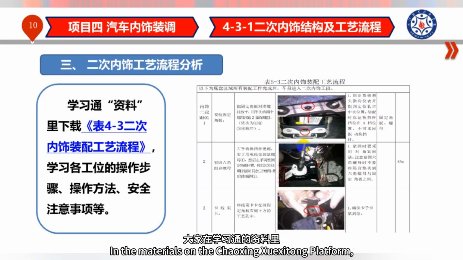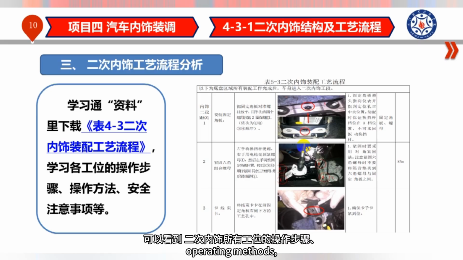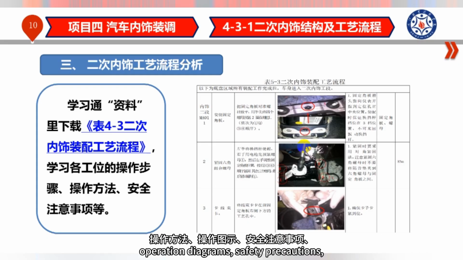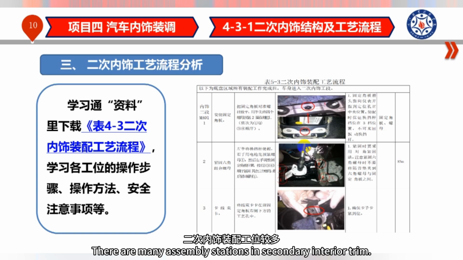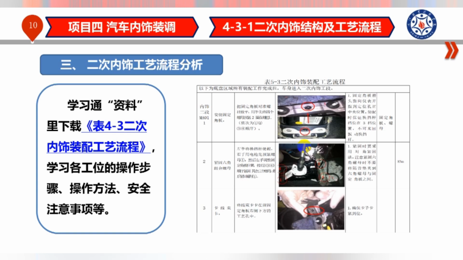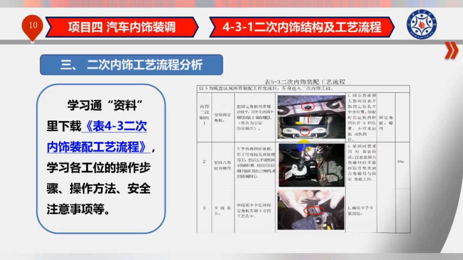In the materials on the Caoxing Sheshitong platform, download Table 4-3, Secondary Interior Trim Assembly Process Flow. There you can find the operating steps, operating methods, operation diagrams, safety precautions, part names, torque values, and more for all stations in secondary interior trim. There are many assembly stations in secondary interior trim. Here, we will focus on learning the assembly process flow of several typical stations.